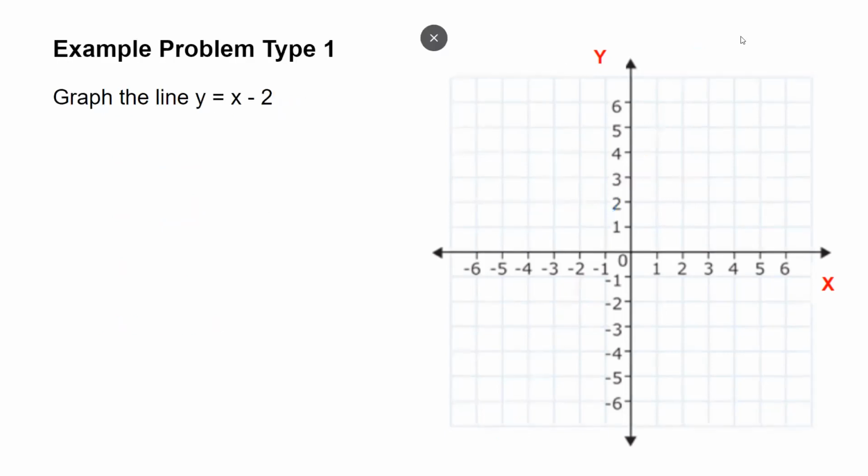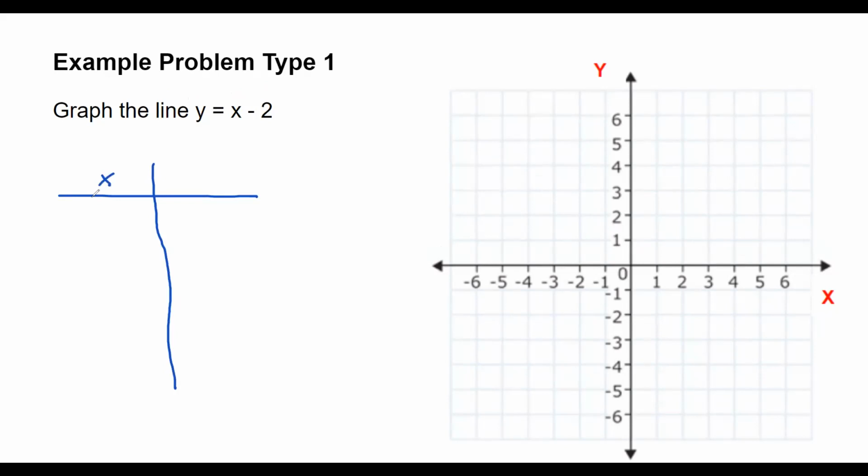Okay, let's take a look at some sample problems. Graph the line y equals x minus 2. This is essentially the same kind of thing that we just did here, but we'll do this from scratch. We will make a table. Not quite as neat. There's our x, and y is going to be equal to our value of x minus 2. I'm going to pick those same values of x, 0, 1, 2.